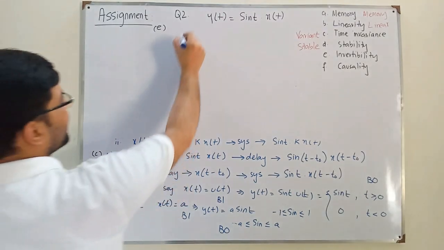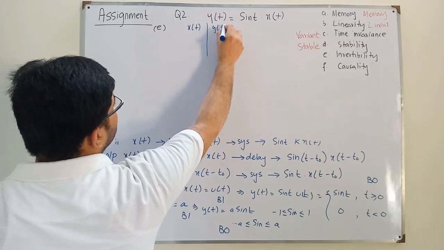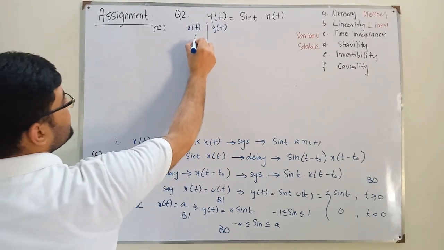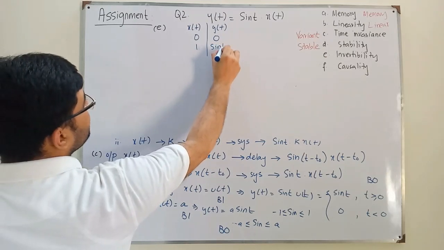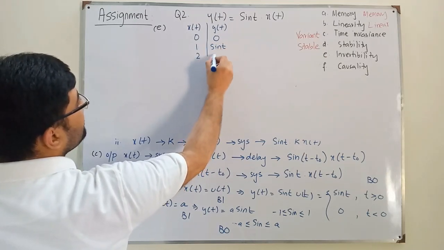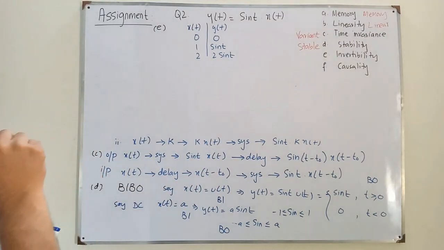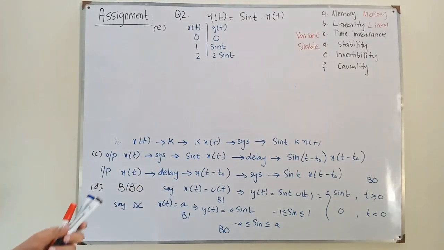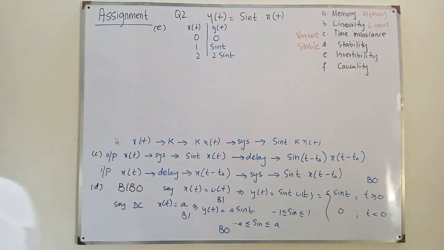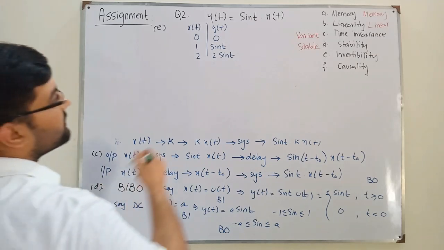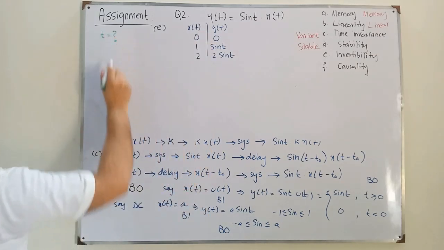So if you have x of t as the input and y of t as the output. If x of t is 0, y of t is 0. X of t is 1, y of t is sine of t. X of t is 2, output is 2 sine of t. Similarly, you go on and on. But have a look. We don't know the value of t where these are occurring. So t is equal to unknown.